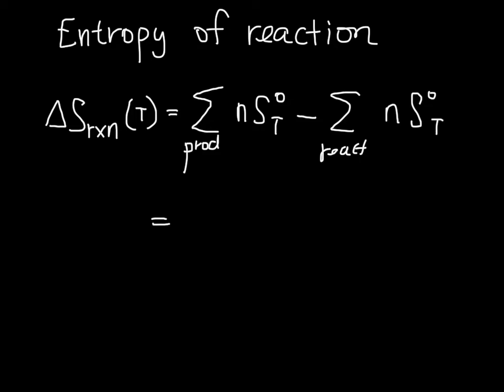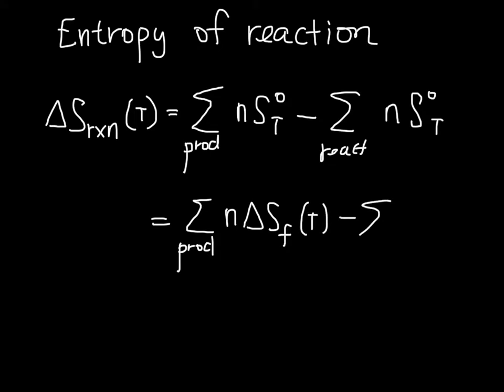We can also do this sort of in the way we did with the enthalpies, where we look at the entropy of formation of each compound. So here we could instead sum for the product of n times the entropy of formation as a function of T, and subtract off the same thing for the reactants.